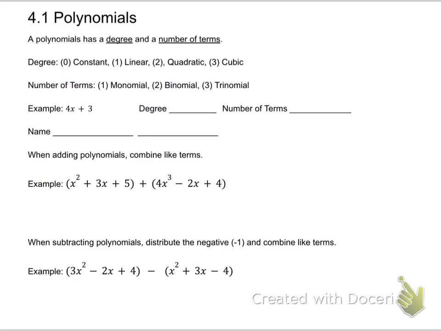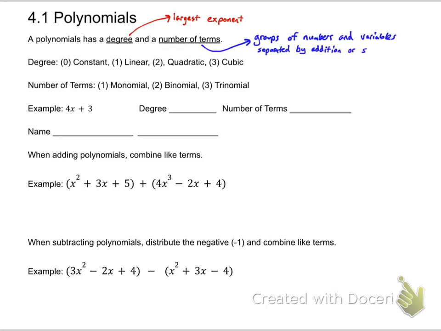All right, moving on. Next, we talked about polynomials, and we had names for these, and then we added and subtracted them. So let's start with the naming. Well, anytime you're naming a polynomial, you have to worry about its degree and its number of terms. The degree is the largest exponent. The number of terms, a term is a group of numbers and variables that are separated by addition or subtraction.